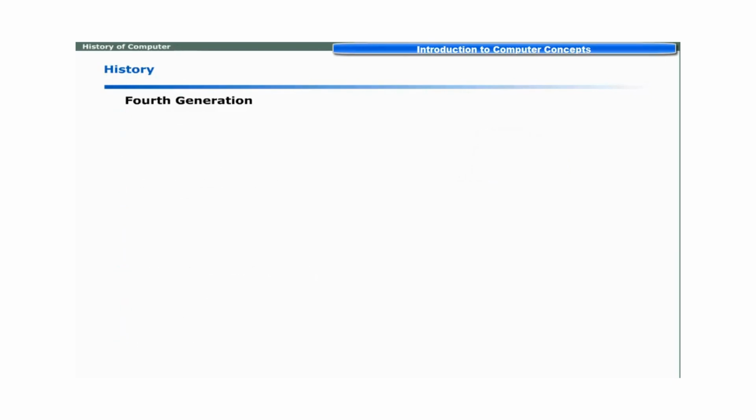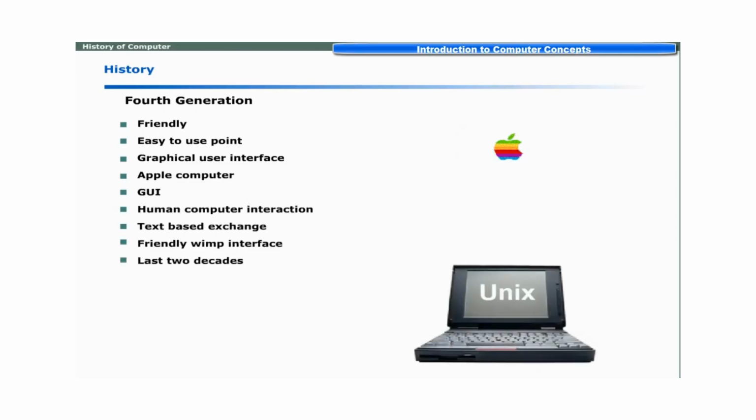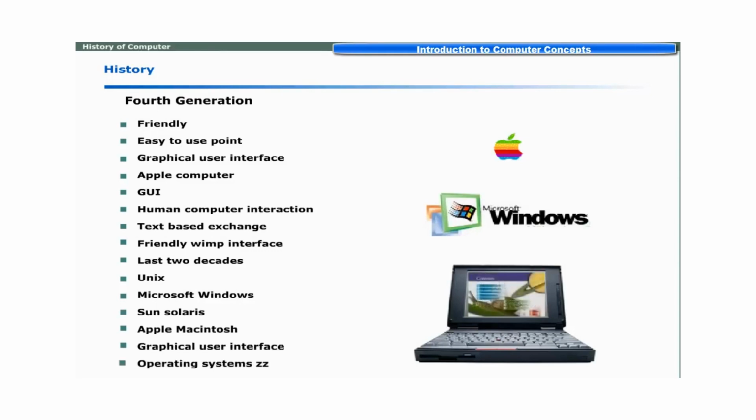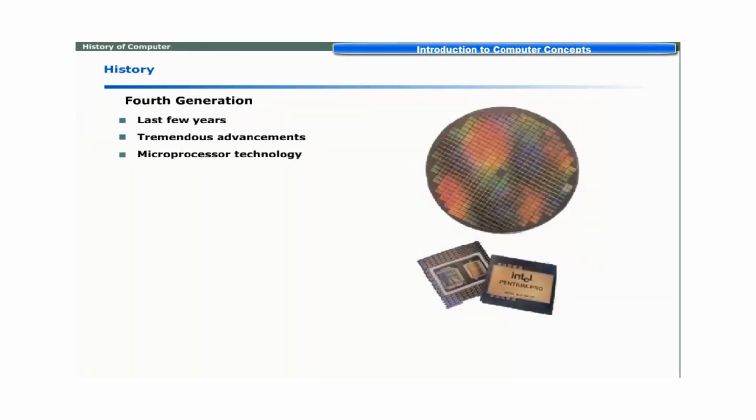Dear learners, the credit for today's friendly, easy-to-use, point-and-click graphical user interface goes to Apple Computer. GUI changed the human-computer interaction from text-based exchange mode to the friendly WIMP interface. During the last 2 decades, Unix, Microsoft Windows, Sun Solaris, Apple Macintosh, and many other graphical user interface operating systems were introduced.